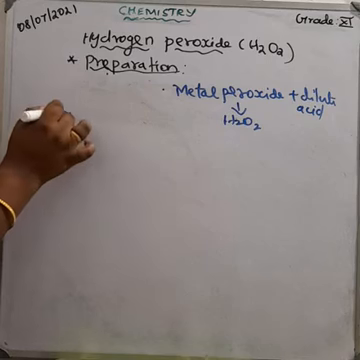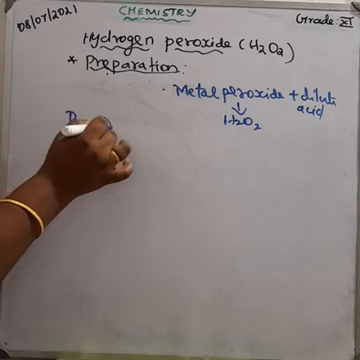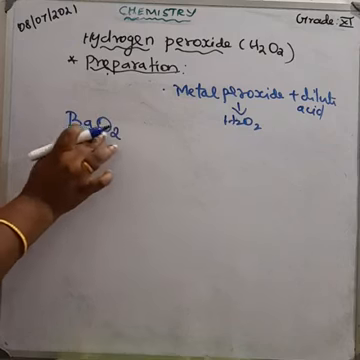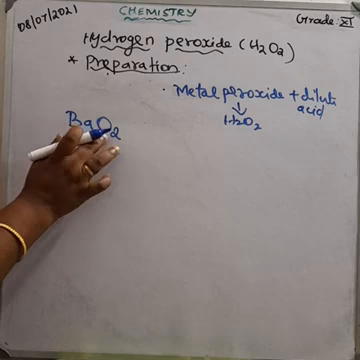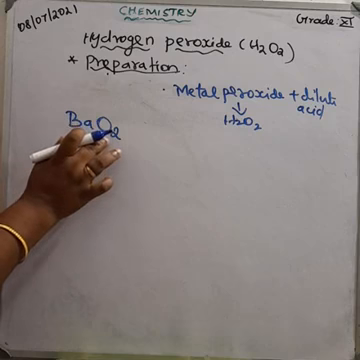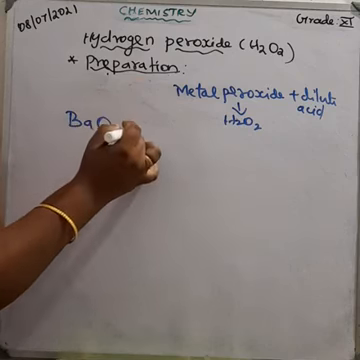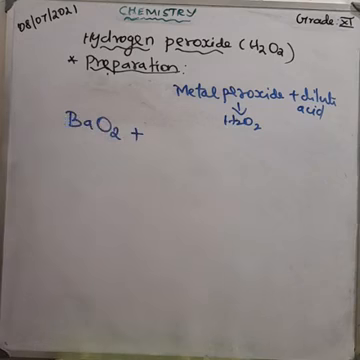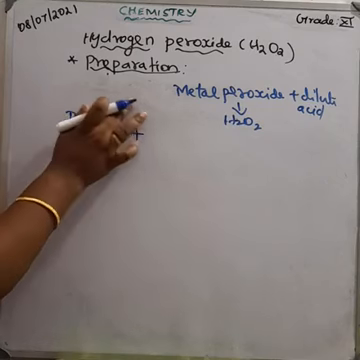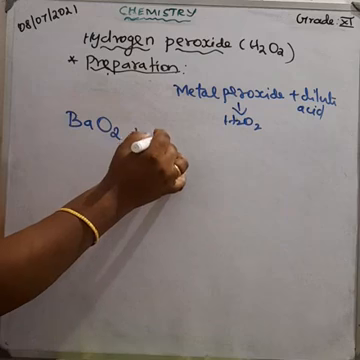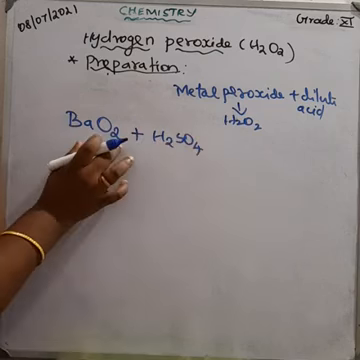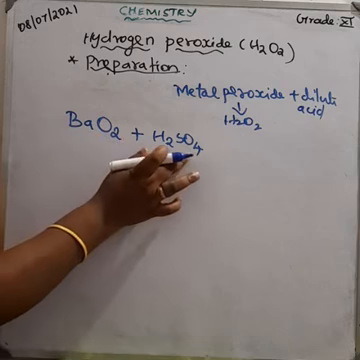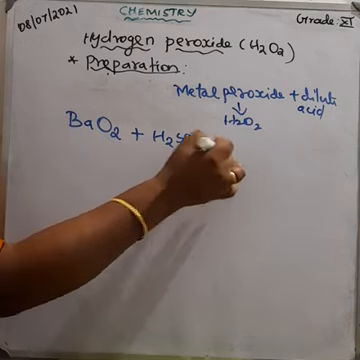For example, a metal peroxide is barium peroxide. Barium is one of the metals, and O2 means peroxide, having 2 oxygen. So barium peroxide is treated with a dilute acid. We are taking one acid here, sulfuric acid. When barium peroxide is treated with dilute sulfuric acid, we get the hydrogen and oxygen.